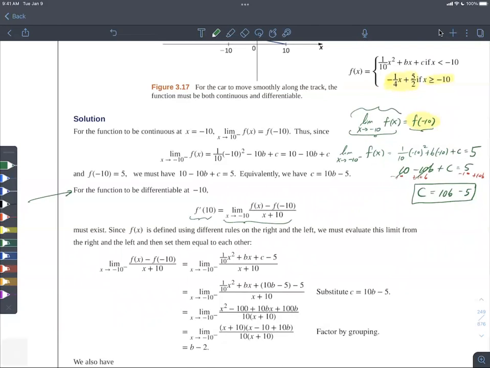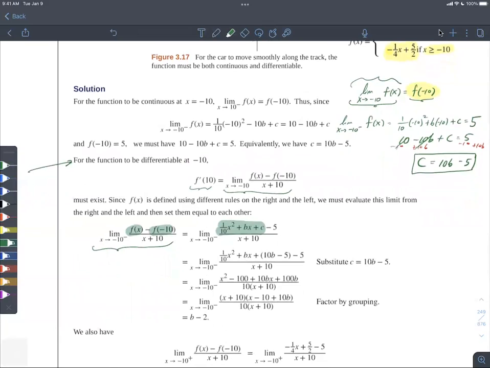Okay, so this limit here from the left-hand side is going to be f of x minus f of -10, and then x minus a negative, that's positive 10, right? Minus a negative gives us our positive. And so this f of x here, since we're approaching from the left-hand side, we're going to use that first rule from before. And we can simplify this. Now, what are we doing here? In place of c here, we're going to substitute what we know c is equal to, 10b minus 5, and you see that that's done in this next step.